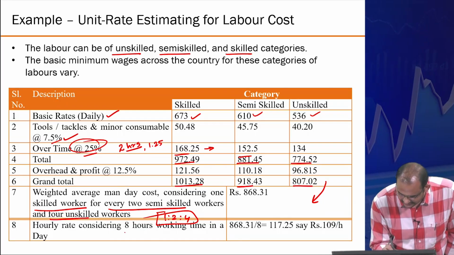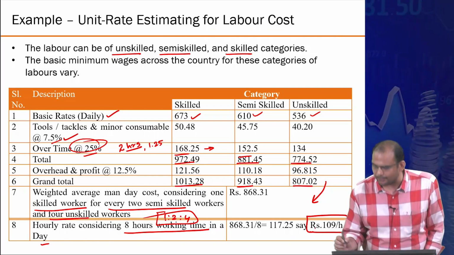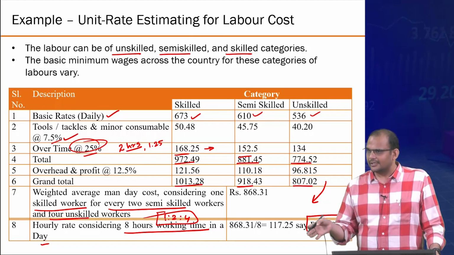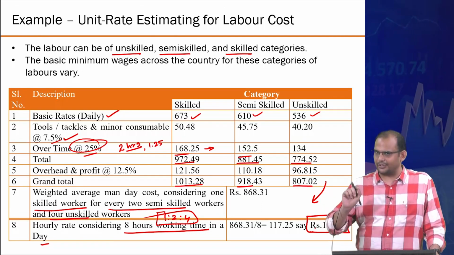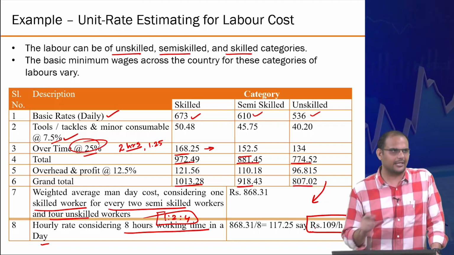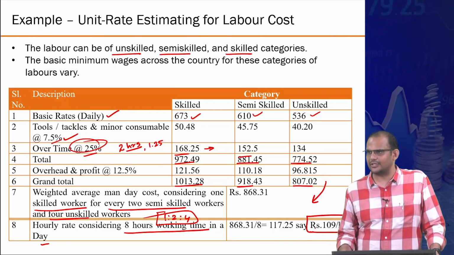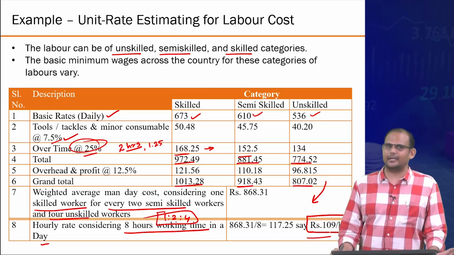So hourly rate, considering 8 hours working time in a day, is about 109 rupees per hour. Why are you converting daily rate to an hourly one? Because on a project you might work 24 hours. So you need to have a real hourly estimate rather than the aggregated one where the assumption was implicit that only 8 hours of work happens in a day. So on an average you are able to find this number, 109 rupees per hour.